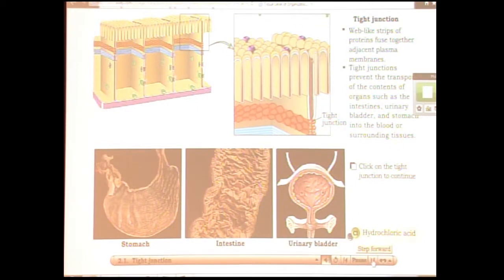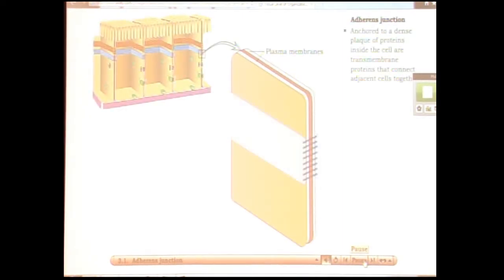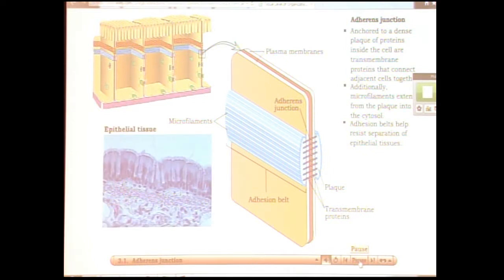All right, next up. Adherens junctions are created when transmembrane proteins, anchored to a dense plaque of proteins inside the cell, connect the adjacent cell membranes together. Additionally, microfilaments extend from the plaque into the cytosol of each cell. The dense adhesion belts help resist separation of epithelial tissues.